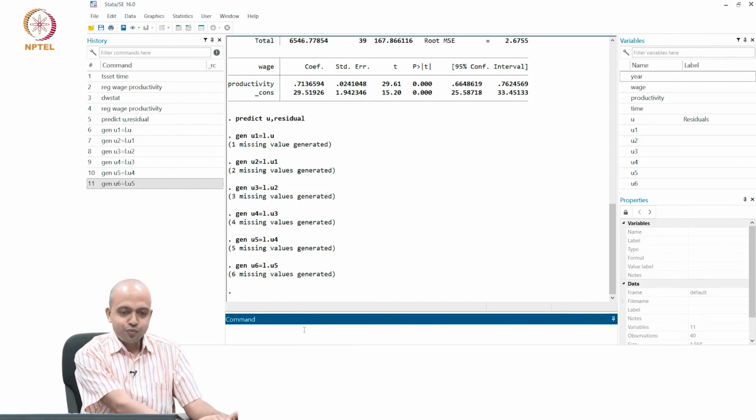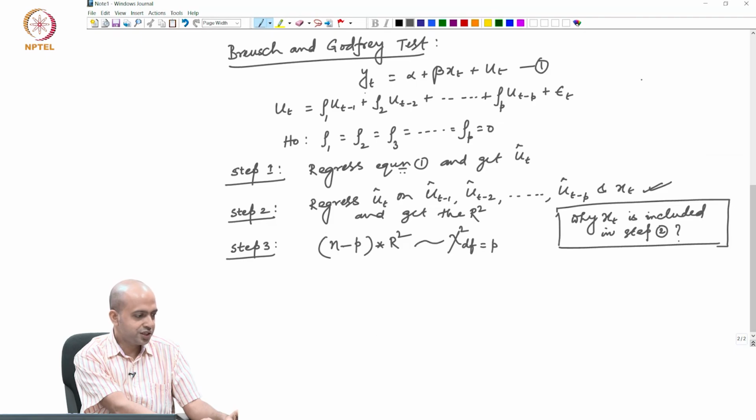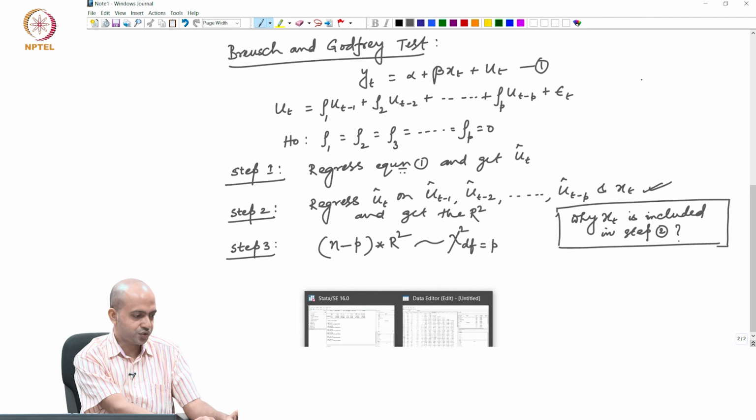Now, what do we have to do? We have to run that particular equation. Just look at the equation once again. This is the regression we have to run. ut should be regressed on all its previous values. So, you are in step 2: ut is regressed on its previous values as well as xt.